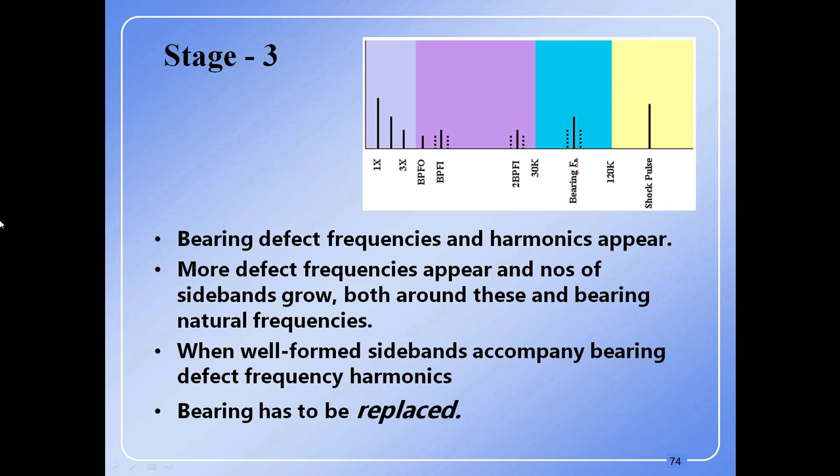Stage 3: The bearing defect frequencies and harmonics appear. More defect frequencies appear and the number of sidebands grows, both around these and around bearing natural frequencies. When well formed sidebands accompany bearing defect frequency harmonics, the bearing has to be replaced.